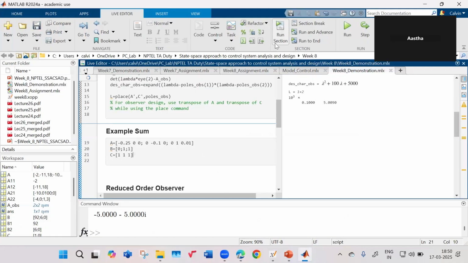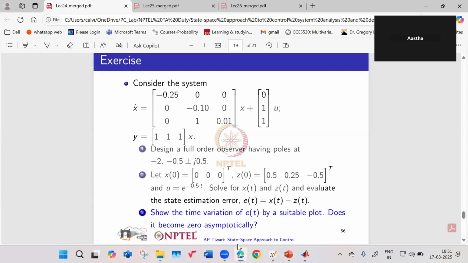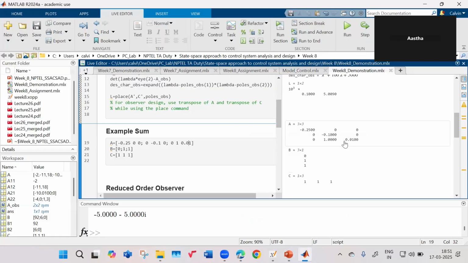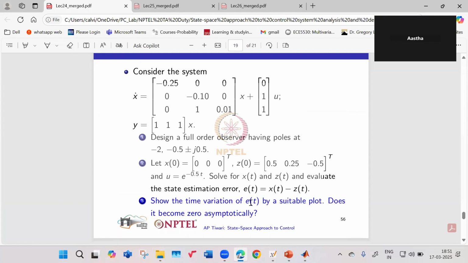So let us run it and check the ABC matrix definitions. So this is the A matrix, B is 0.1, 1, and C is 1, 1, 1. They are saying you must design a full order observer having poles at -2, -0.5 plus or minus j0.5.